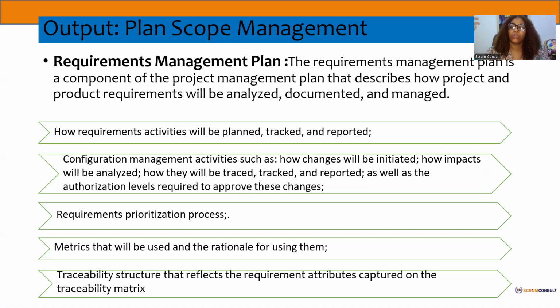Best practice has told us how to do it, but based on your project, you have to come out and say, this is how we are going to watch out and manage these things, okay? How do we prioritize, right? Metrics that will be used and the rationale for using them. Traceability structure that reflects the requirements. How are we going to capture these requirements?